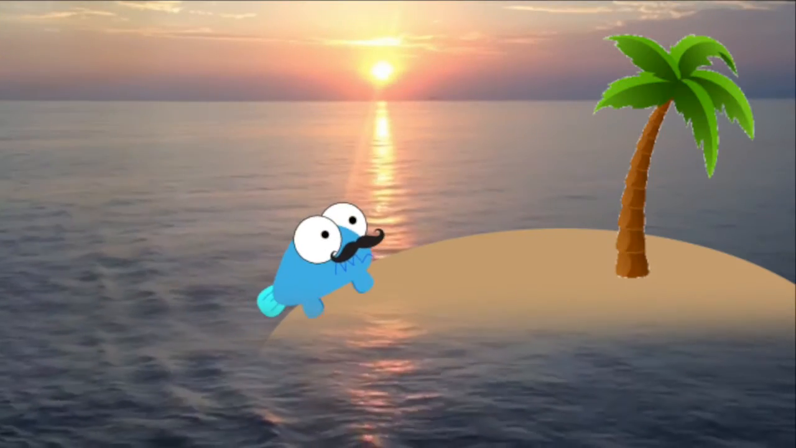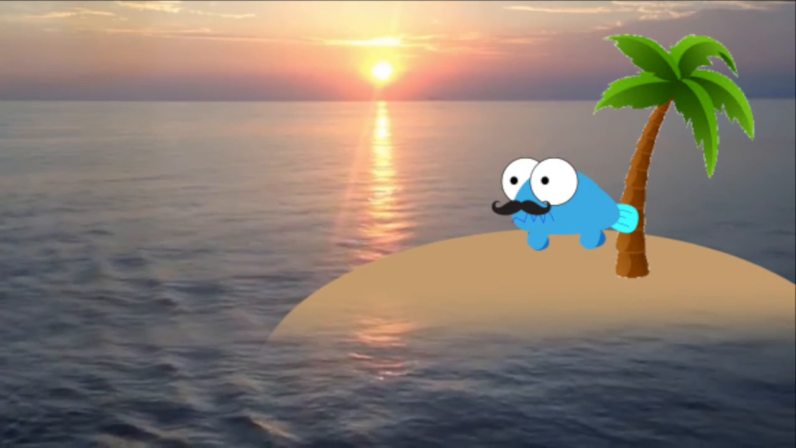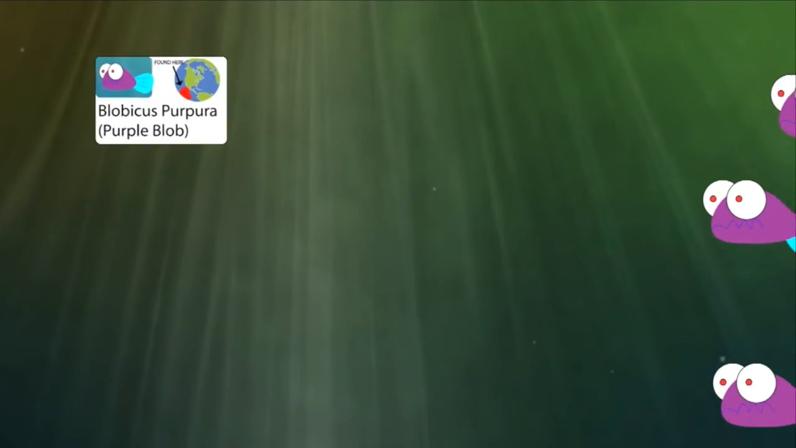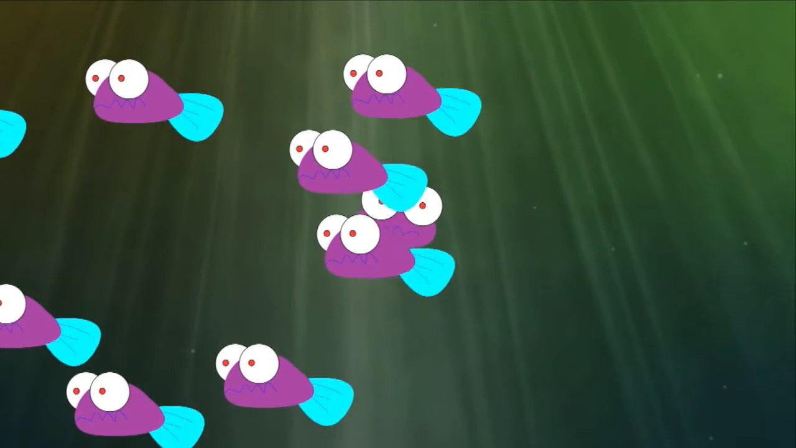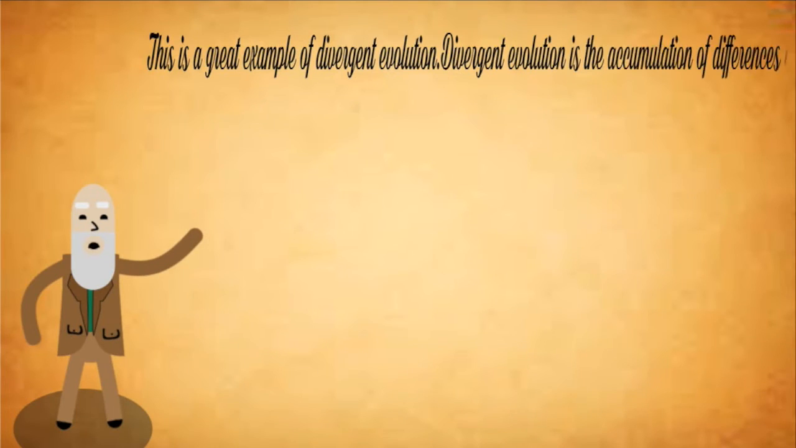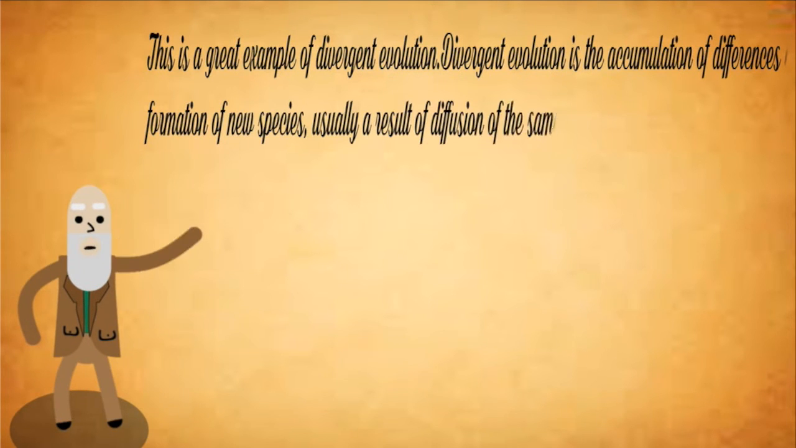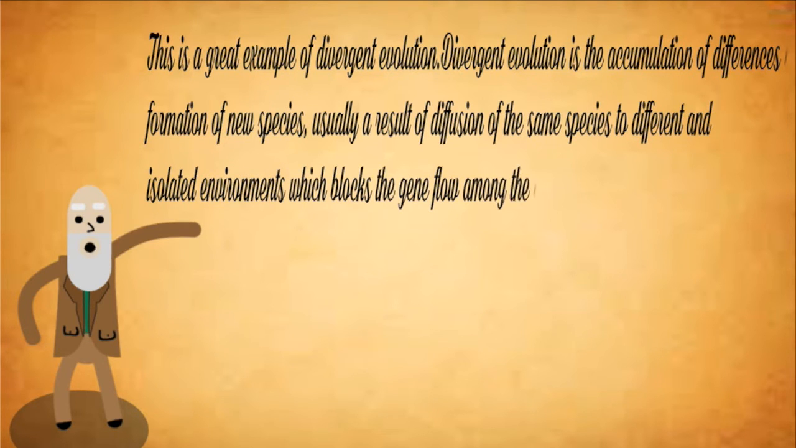If we go even further into the future, we can see this other descendant of Blob, who through characteristics he inherited from previous generations is able to live on both land and water. In another ocean during the same time period, we have these other descendants of Blob, who, due to the fact that they migrated a while ago, have developed different characteristics than their cousins in other oceans. This is a great example of divergent evolution. Divergent evolution is the accumulation of differences that cause the formation of new species, usually a result of diffusion of the same species into different isolated environments, which blocks the gene flow among the distinct populations.